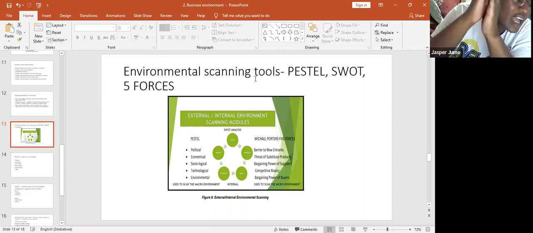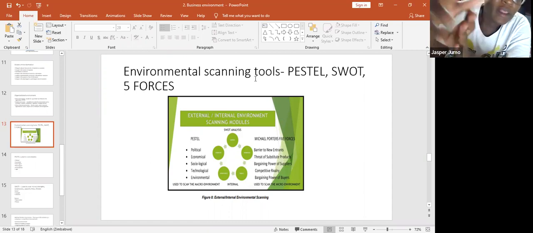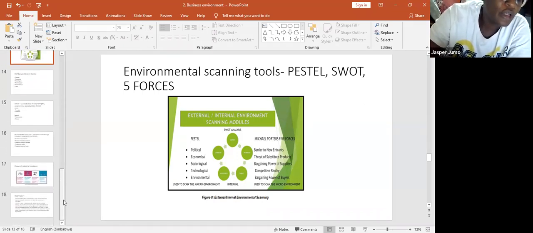If you want to scan how competitive you are, you use what we call Michael Porter's 5 forces. So we'll just go through those quickly. I'm going to come back to them in a future lesson where we go into more detail. You cannot afford not to know these environmental scanning tools.